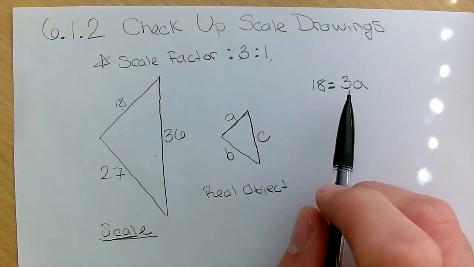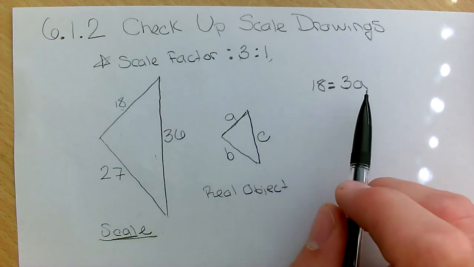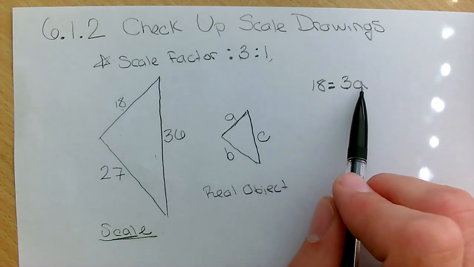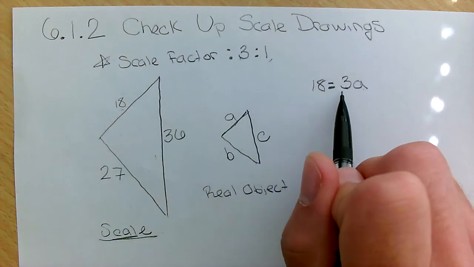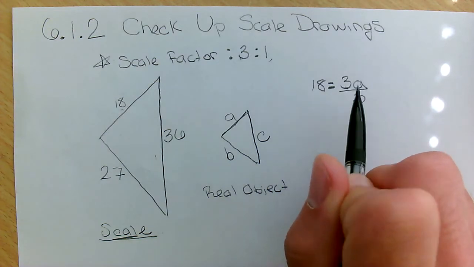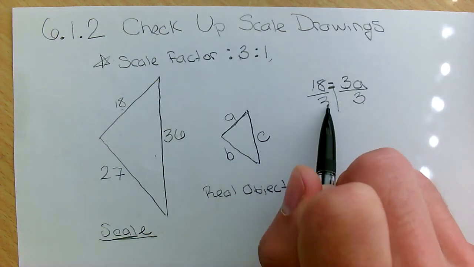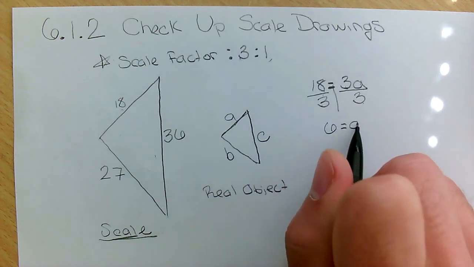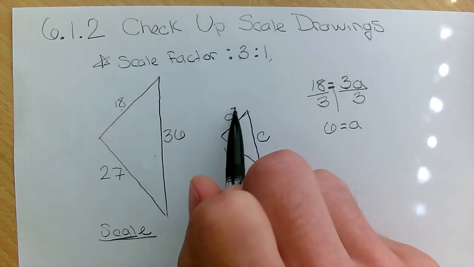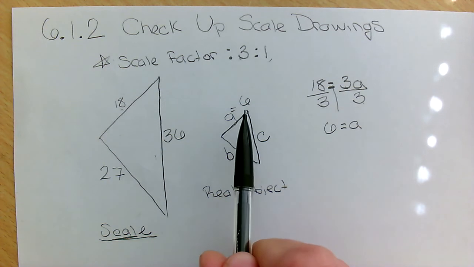Now it's a one-step equation which we've learned already, so everyone should know how to solve this. How do you solve for A? Well, what's the opposite of multiplying 3 times A? Dividing by 3, the coefficient. And what you do to one side, you have to do to the other. So 18 divided by 3 is 6. So A is 6.